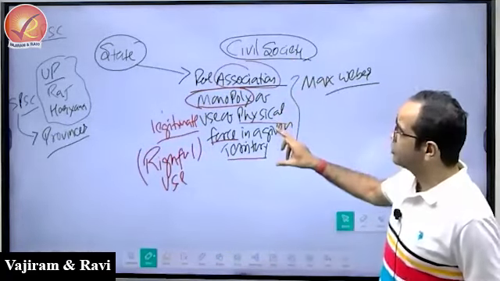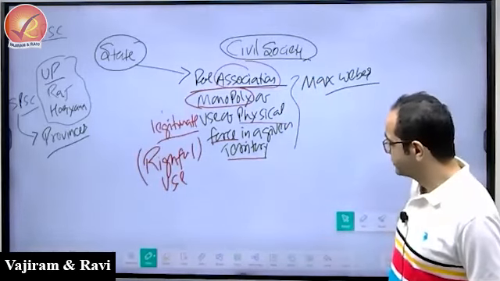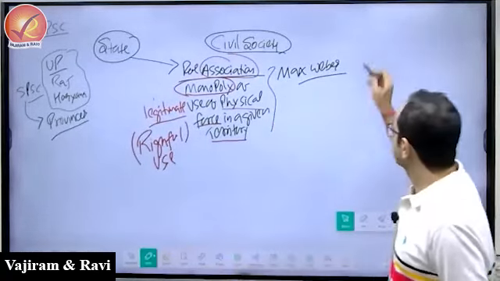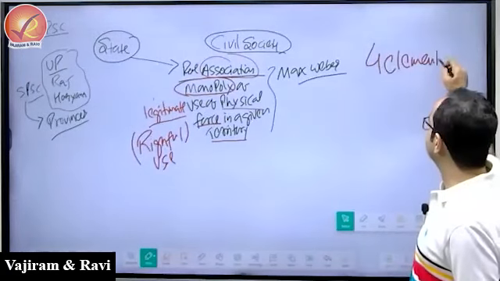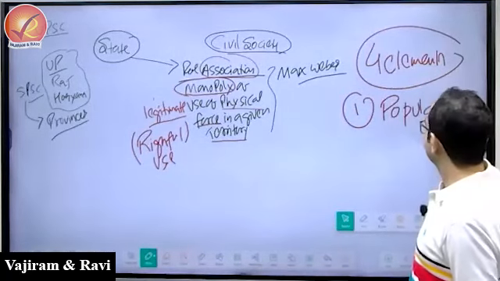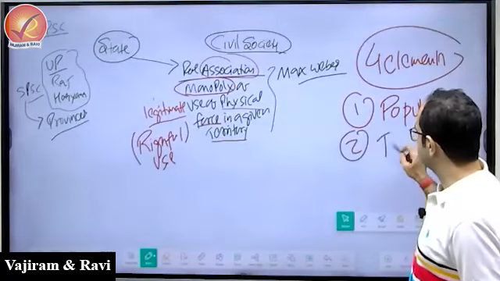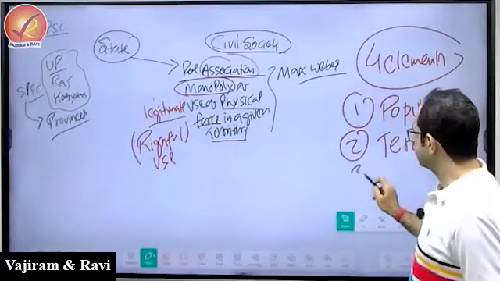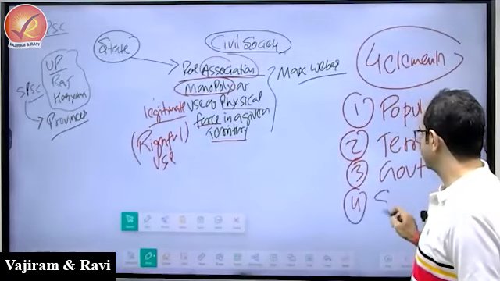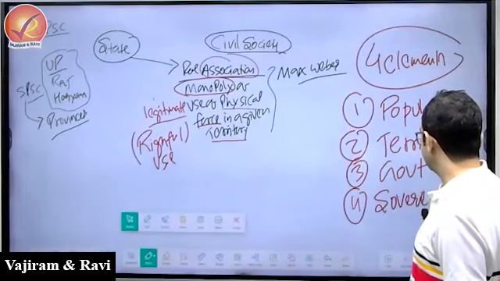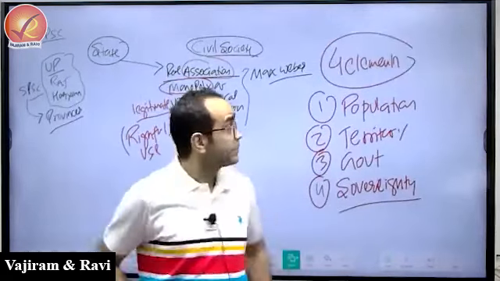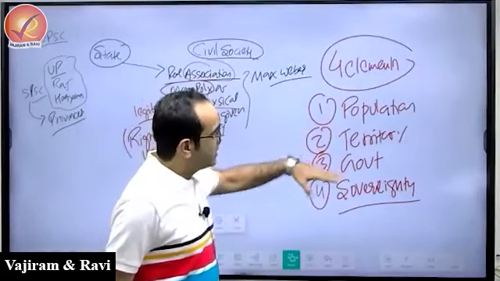The state is that political association which has a monopoly on the use of physical force in a given territory, and a state generally consists of four elements. The first element is population. The second is territory. Third is government. And fourth is sovereignty. State is generally considered a core concept of political science. So the state has four elements: population, territory, government, and sovereignty.